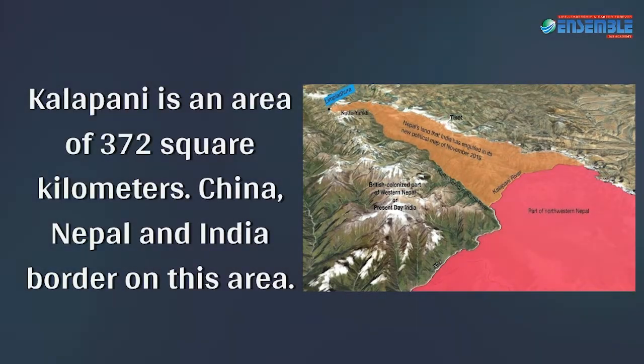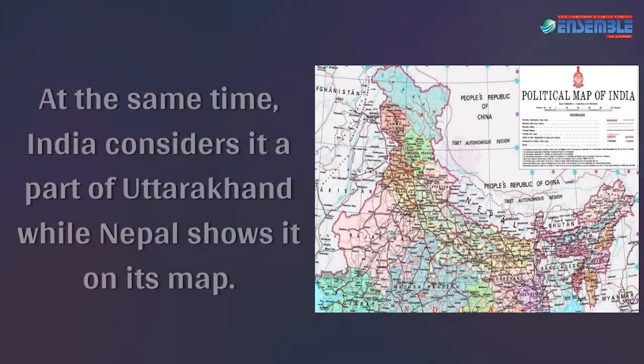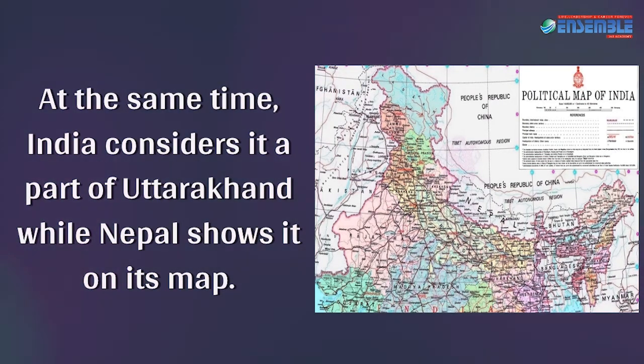Kalapani is an area of 372 square kilometers. China, Nepal and India border on this area. At the same time, India considers it a part of Uttarakhand while Nepal shows it on its map.